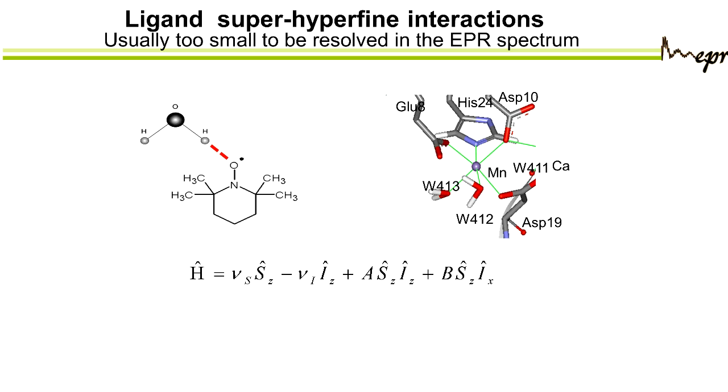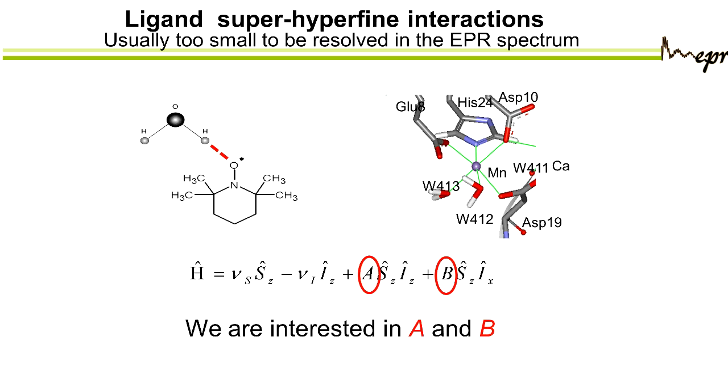So note that when we worked on the EPR, at least when it is isotropic, it's enough to keep only the secular term, the SZIZ. However, when you work with ENDOR and not at high fields, then you need to keep this second term that is called BSZIX. That is a non-secular term and mixes some of the states. So we can get structural information from A and B, and from the term of the nuclear Zeeman, we get the identity of the nucleus.